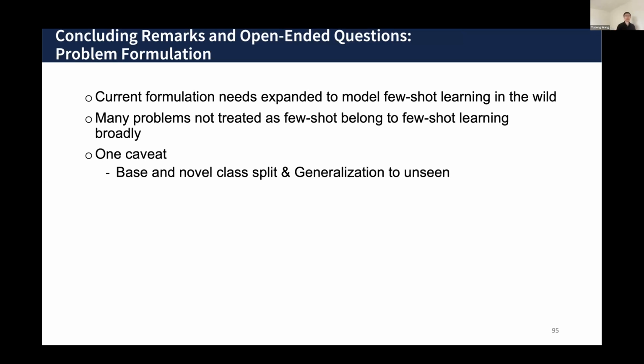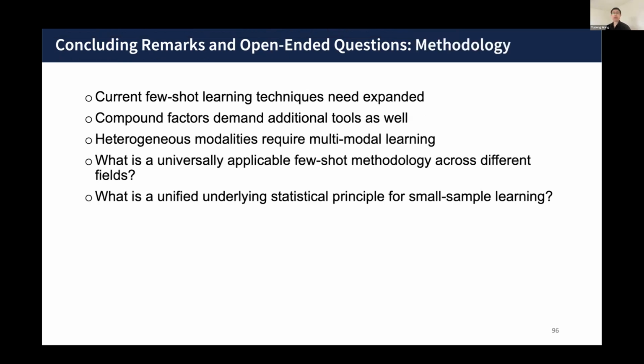Moreover, it can be challenging to establish a clear separation between base and novel classes, making it difficult to evaluate the model's generalization capability. In certain cases, like few-shot detection or when using large foundation models, the novel classes may already be implicitly known during the base training phase, even without explicit labels. When it comes to the methodology employed in few-shot learning, it is worth questioning whether current techniques such as meta learning or foundation model tuning are adequate.